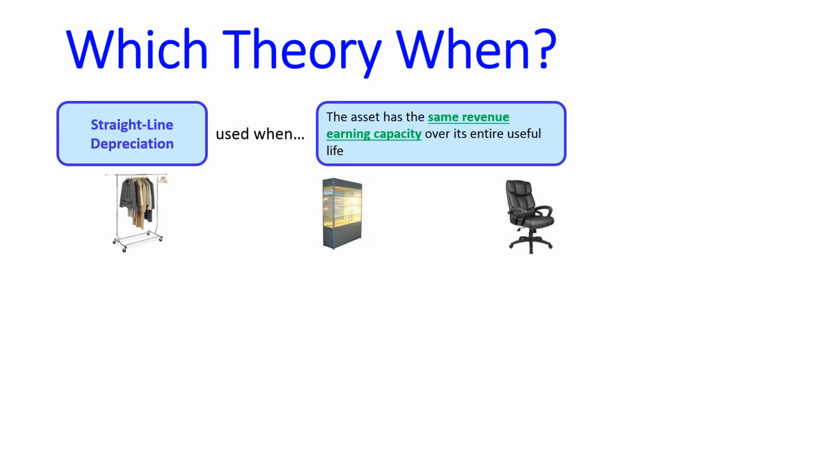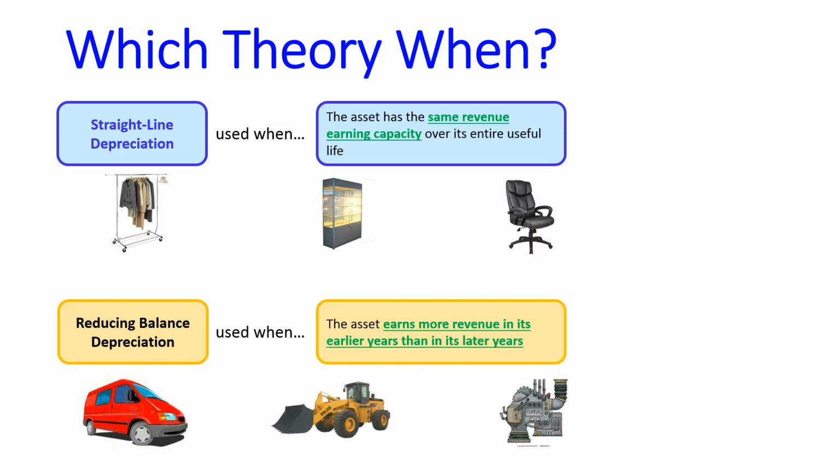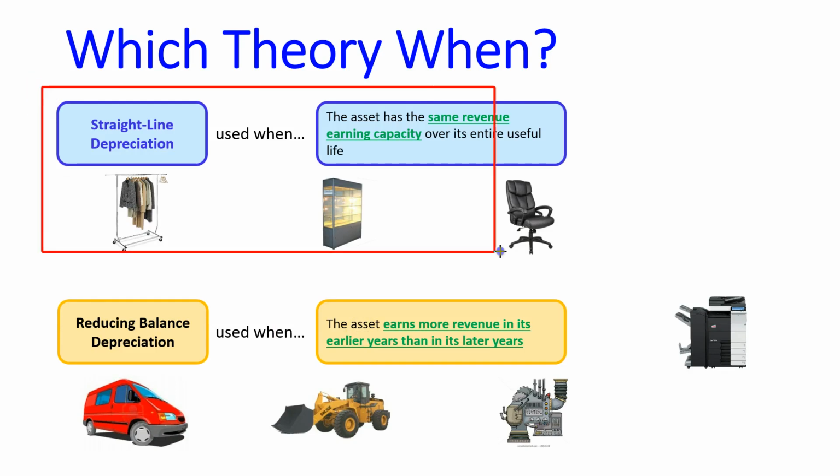And the problem here is the accountant's basically wrong, because on the one hand, straight line's used when we have assets with the same revenue earning capacity, and reducing balance is used when assets earn more revenue in their early years than they do in their later years. Now personally, I think a photocopier fits in that category. However, that's how we've been depreciating it. The accountant says, can you switch to this method?